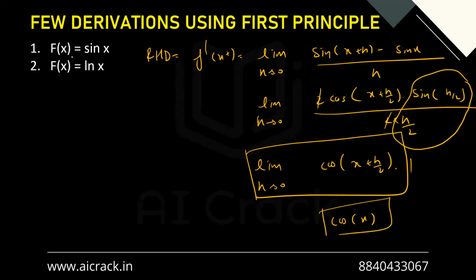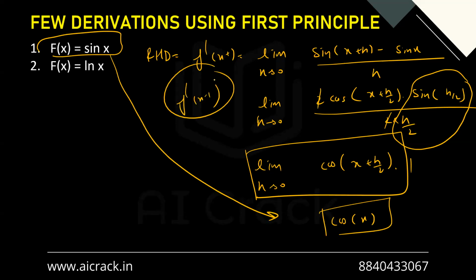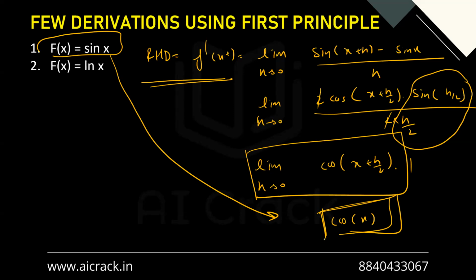So we know that derivative of sin x is cos x. We won't be calculating f dash x minus because that would yield the same result. So we have just calculated the right-hand derivative, that is f dash x plus, and we've got to the outcome that derivative of sin x is cos x with the help of first principle, right?